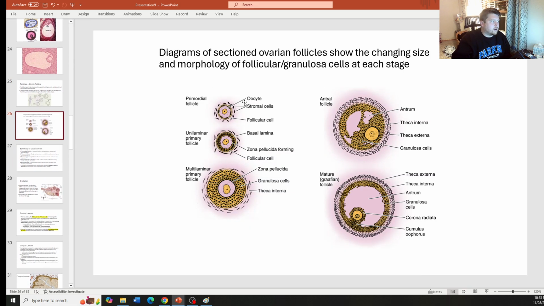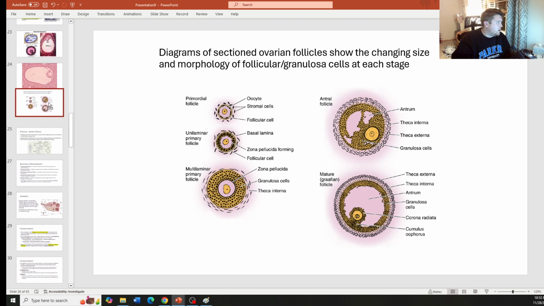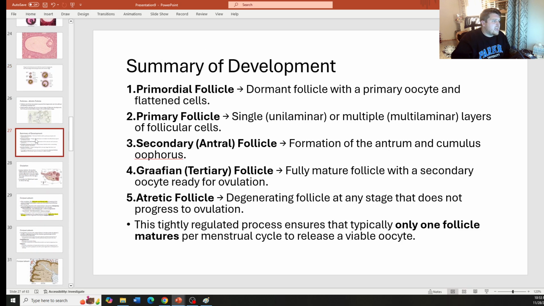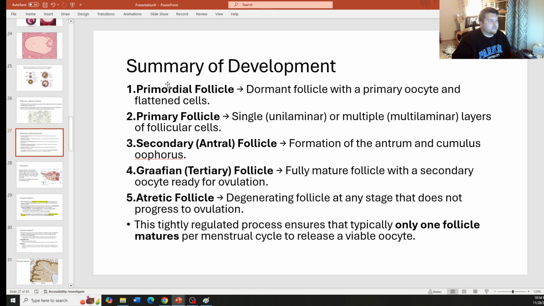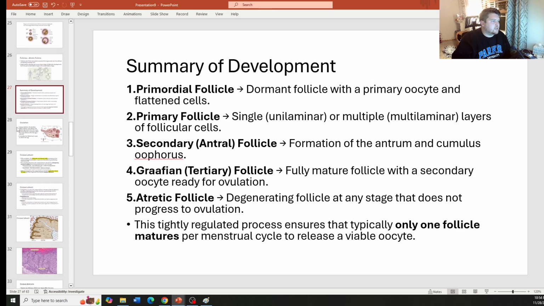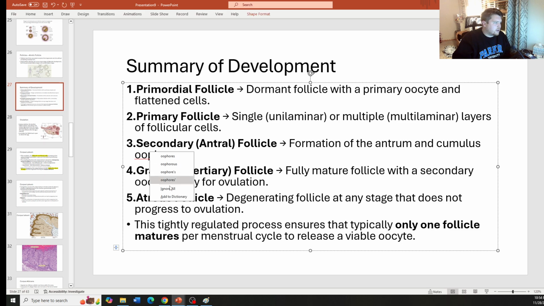Just a picture of that whole process going through, I'm actually going to move this one up. So you can see it going through all the different types of follicles as they mature. Here's just the summary of development. I'm not going to read through all of this because we literally just went through all of it. But this is the condensed, easy, quick picture of the development of each of these components and how they add on to the next.